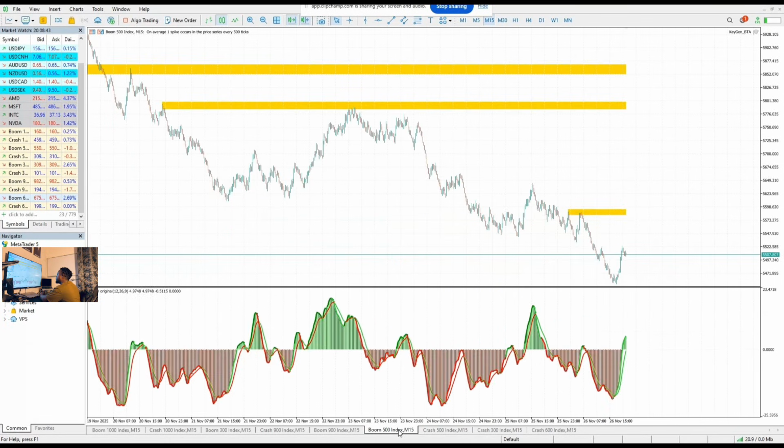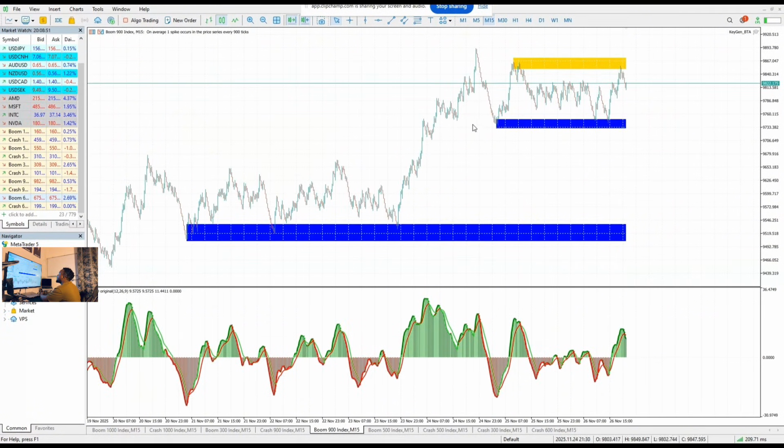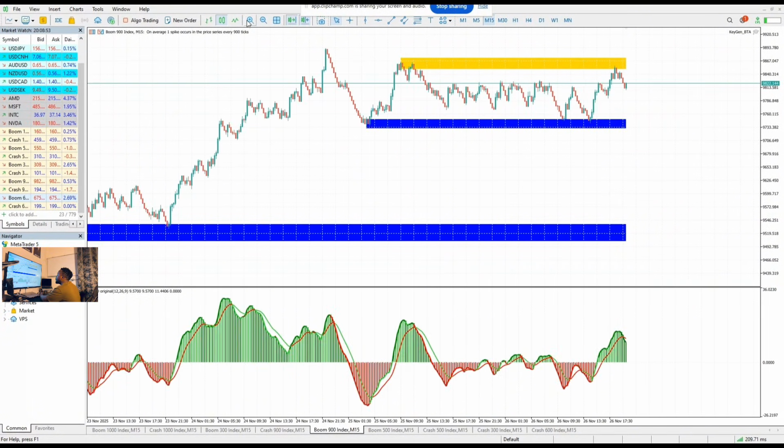Okay, so let's move on. This is boom 500. Currently there are no current setups, so we're just going to move on to the next one. Okay, right here, this is boom 900.